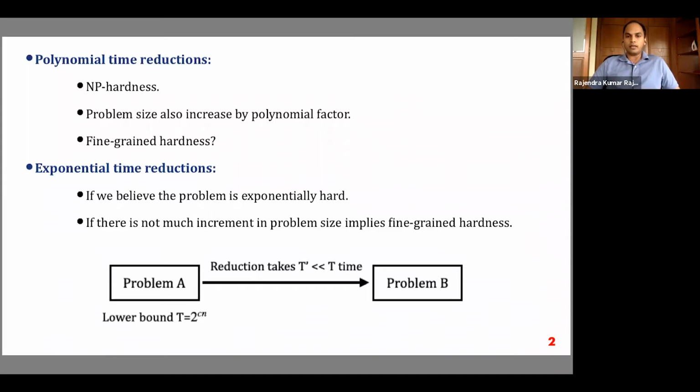So if T is exponential, then we are fine with T prime being something smaller than T, smaller in the constant in the exponent. So that's fine for us. We don't need T prime to be polynomial or even something smaller than that. Even exponential is fine for us. And because we are moving from polynomial time reductions to exponential time reductions, it is also possible that we can control the problem size. So this is the motivation for us to study exponential time reductions.